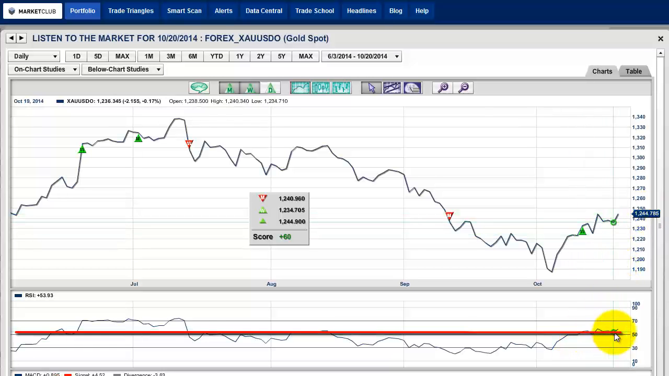We're over the 50 line on the RSI. That looks like it's good. You've got both our weekly and daily trade triangles positive. Yes, I think the trend is up. I think it can go higher from where we are right now.